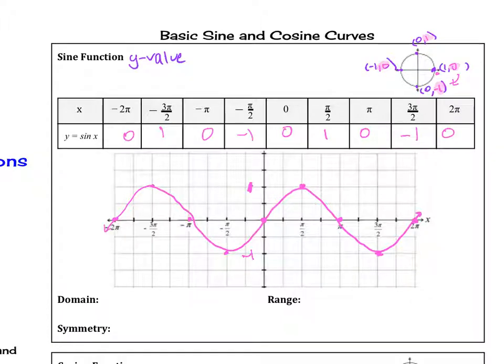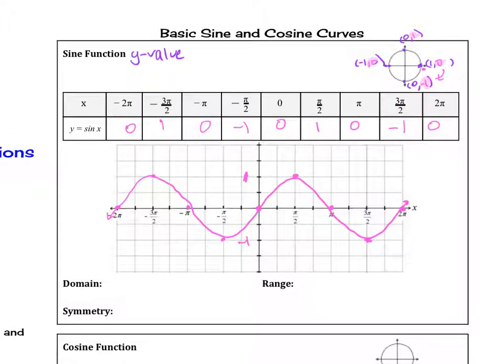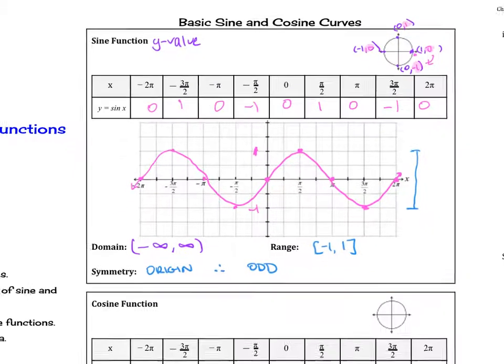And it just repeats over and over again. So the domain is negative infinity to infinity. You see that the x's go on forever. The range is between here and here. So that is between negative 1 and 1. It's symmetric across the origin. So therefore, hopefully remember this, that this is an odd function.